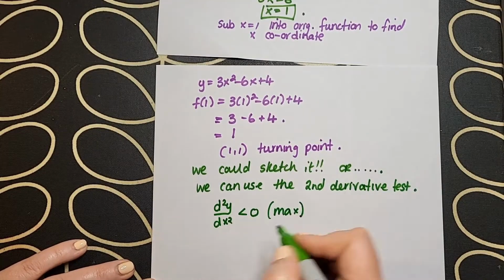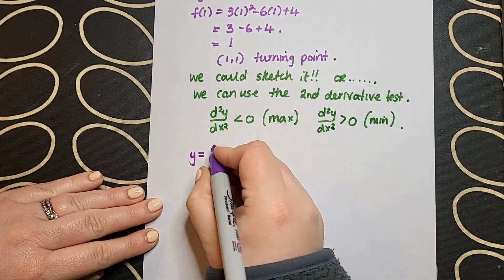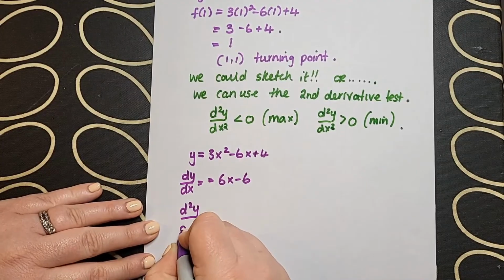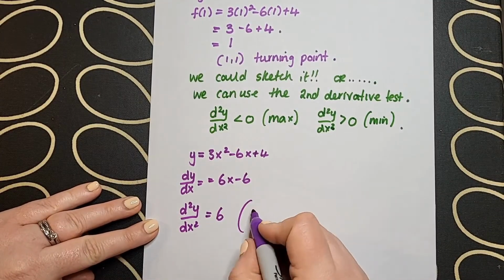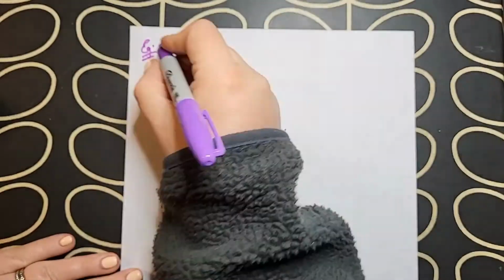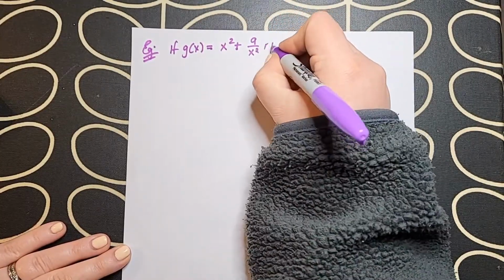So what we do is we find d squared y dx squared, that's our second derivative, and if the answer is less than 0, it's a max point. If it's greater than 0, it's a min point. So we do that here and we find a value of 6, which means that our turning point is a minimum turning point. Let's look at our third and final example this evening.